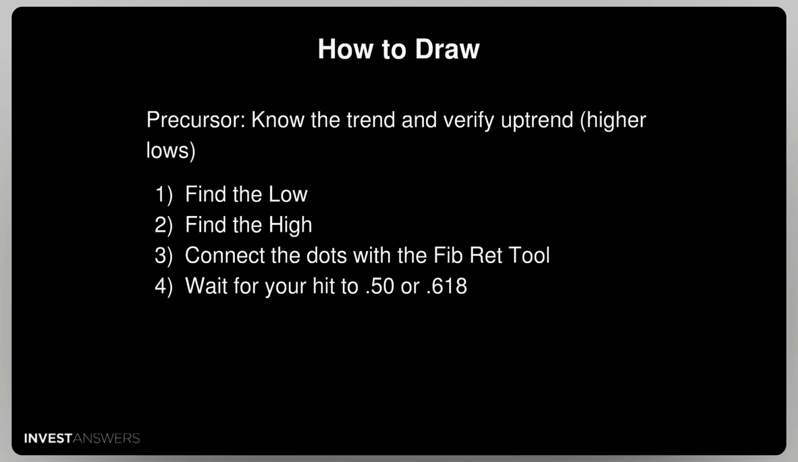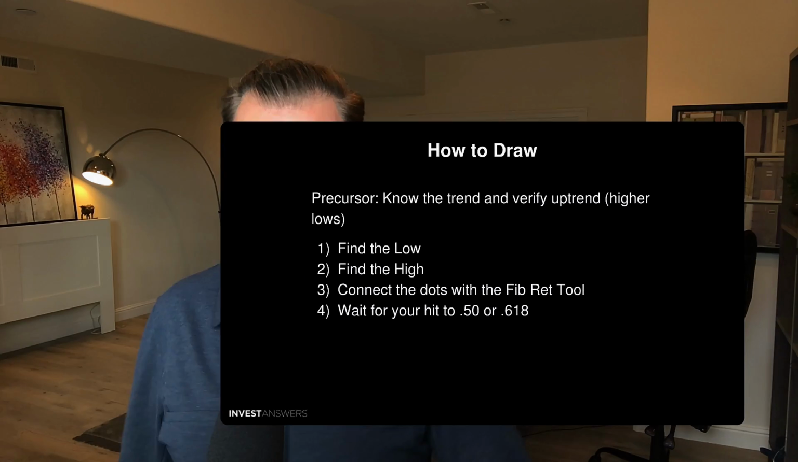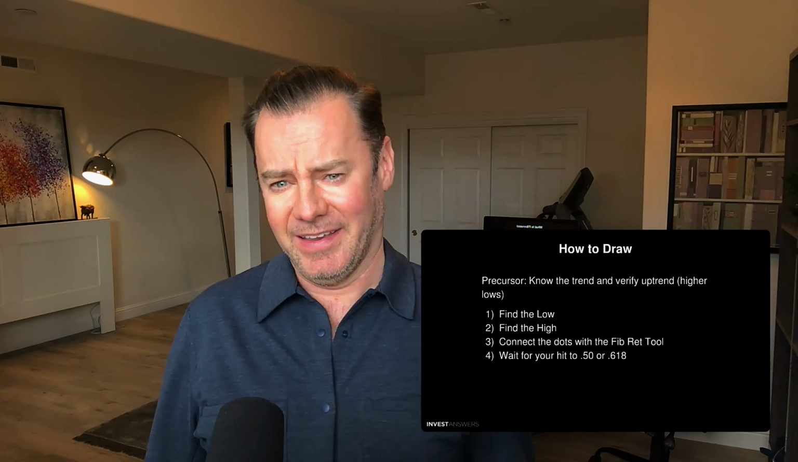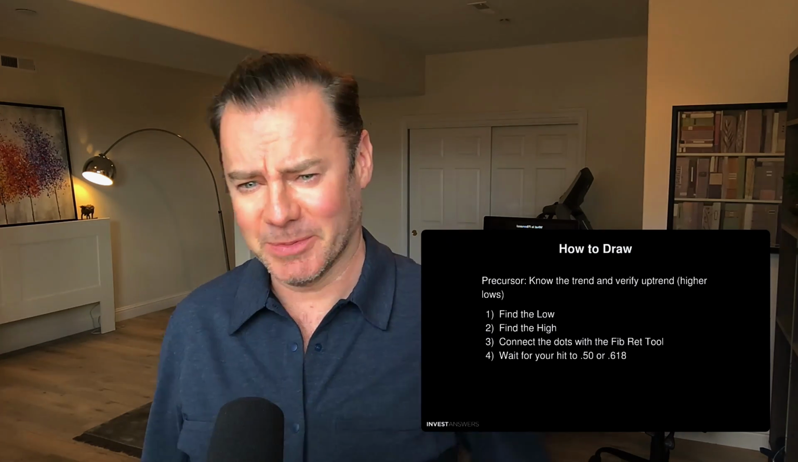So, how to draw? Now, a lot of questions I always get from people is, well, how do you do that within TradingView? Well, I'll show you today. But basically, the simple rules are: you find the low, you find the high for the range you're going to analyze, you connect the dots with the FIB retracement tool, and then you wait, and you're patient, and that's the secret. I'll tell you a little story when I get to the Bitcoin chart about this weekend and how I did not practice what I preach, and I still punish myself today.